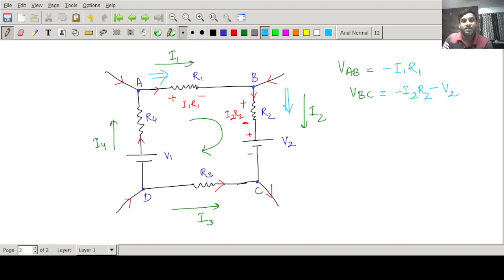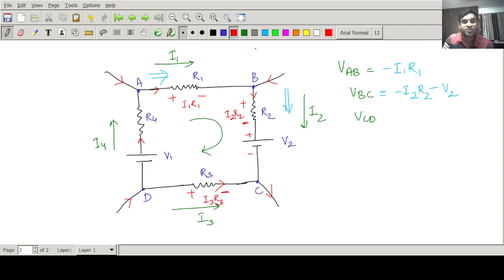Similarly, if I go to the branch CD, you can see here the current is moving from D to C. If the current is flowing from D to C, the current is entering the resistance. Entering is positive, leaving is negative, so we put the plus minus sign. As I3 amount of current is flowing, the drop will be I3 into R3.